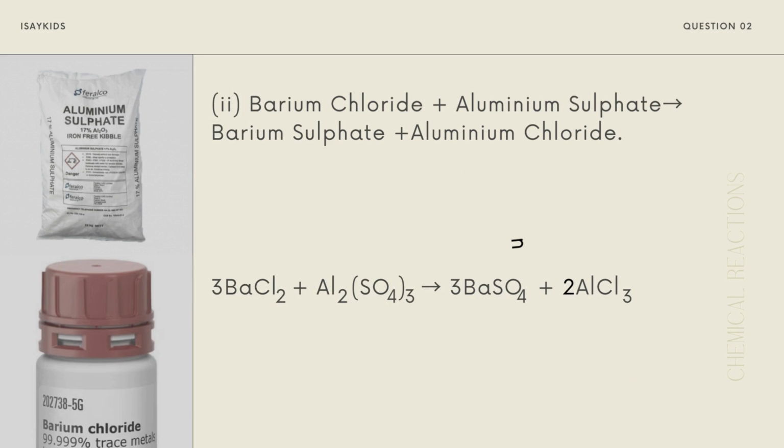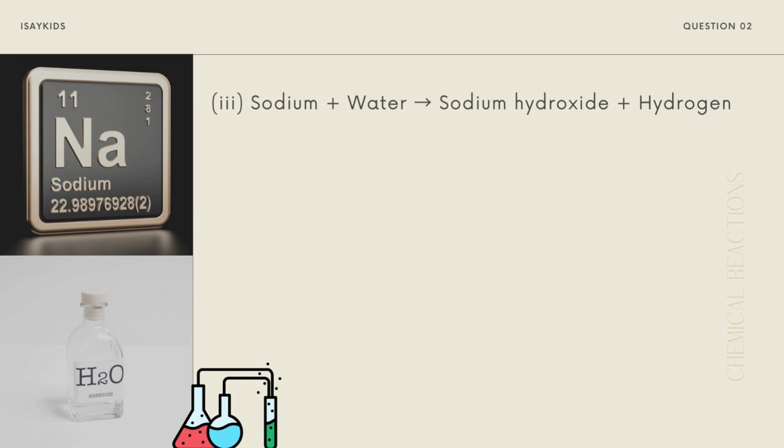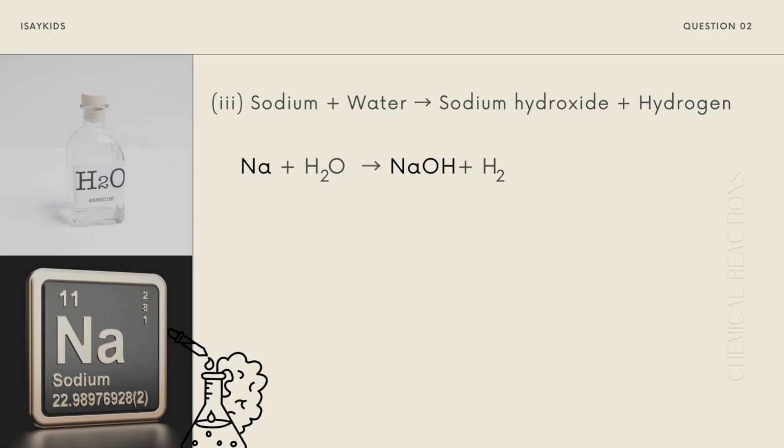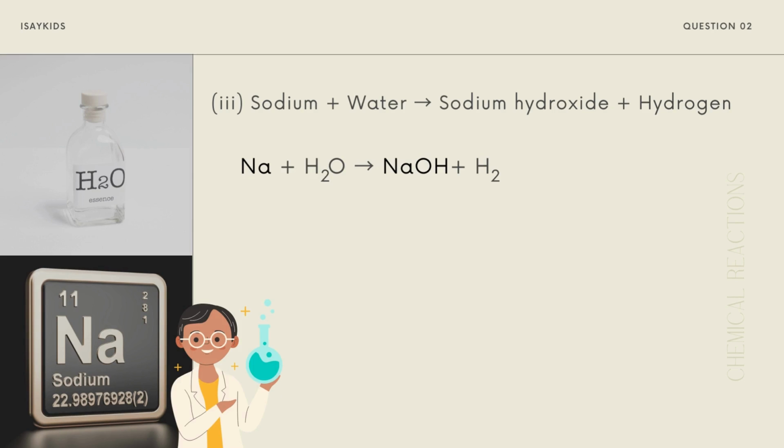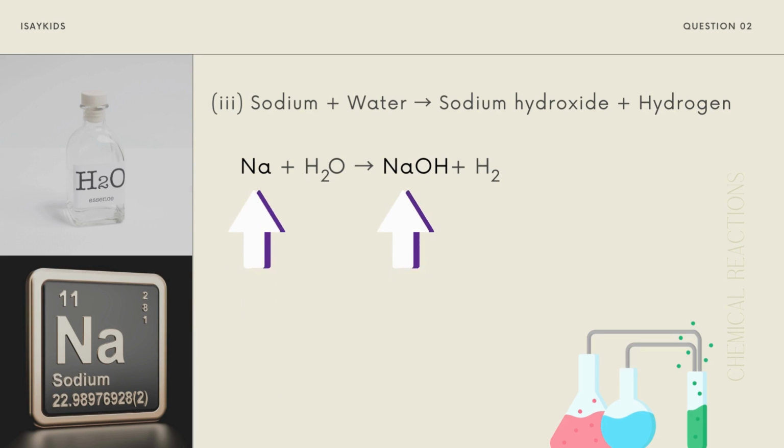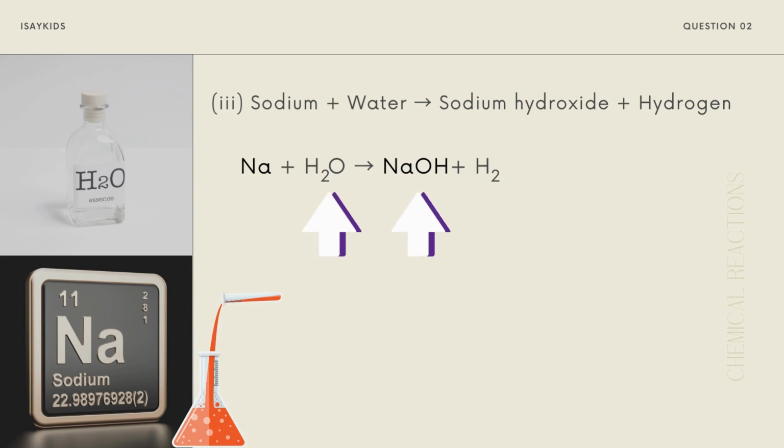Let's do the next one now. Sodium plus water gives sodium hydroxide plus hydrogen. And the chemical equation for this reaction is Na plus H2O gives NaOH plus H2. Now let's balance it. On the left hand side as well as on the right hand side, only one sodium atom and oxygen atom is present, which is correct.